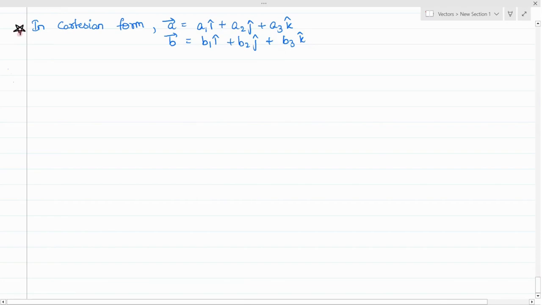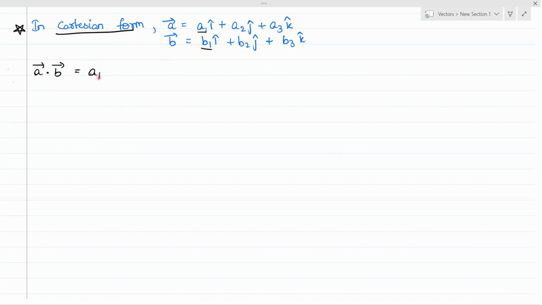A remark over here: if two vectors are given in the Cartesian form, which means a vector is given in this way and b vector is given in this way, what becomes a dot b? It's nothing but just multiply the coefficients of i cap. That is a1 b1, i cap dot i cap I already discussed in the properties, that is 1, plus a2 b2 plus a3 b3. What about the cos theta?